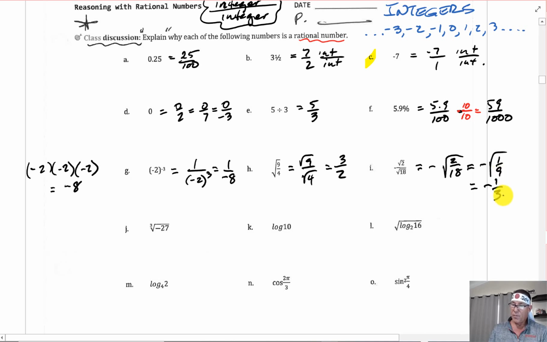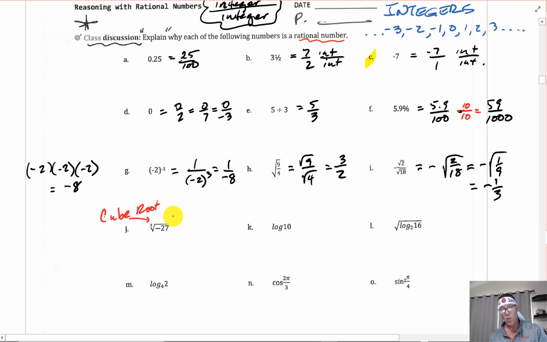Okay, because negative 1 and 3 are both integers. So negative 1, an integer, divided by another integer is rational. Okay, we're rocking. So the next one here, you've got the cube root. This right here is called the cube root.